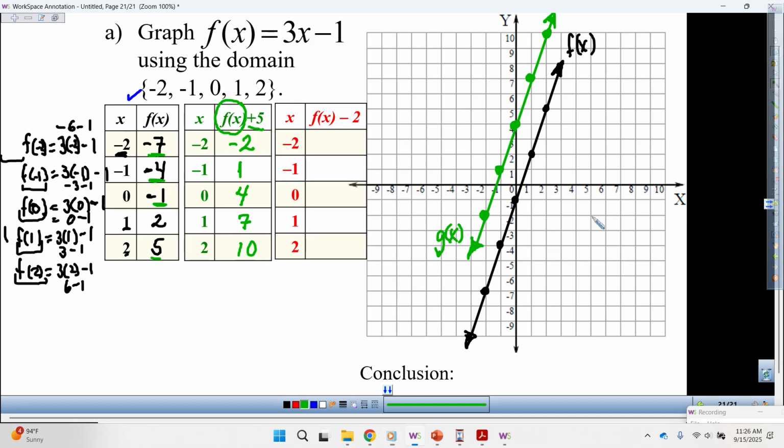Leo, get the light, please. What happened to f of x to get g of x? All right, Victoria, what happened to f of x to get us g of x? You added 5. Okay, that is correct. Technically, yes. However, I said without using those numbers, what would you tell them happened to the black one to get to the green one? Tell your neighbor.